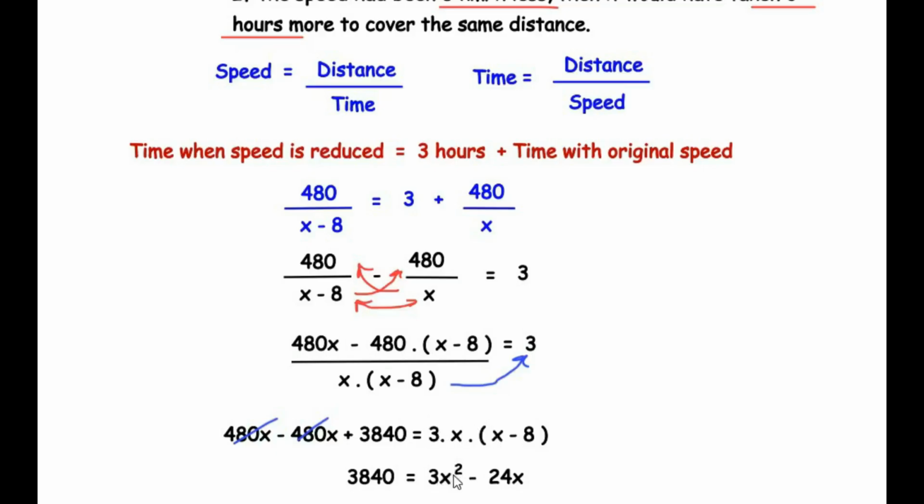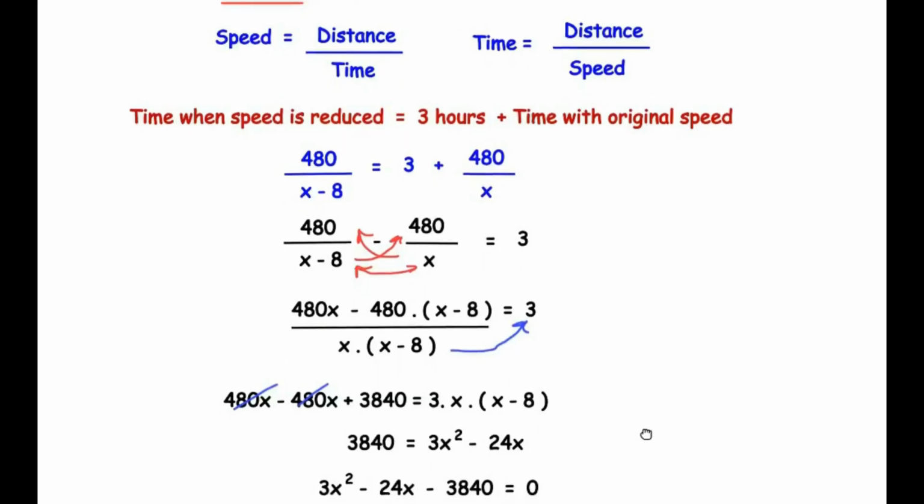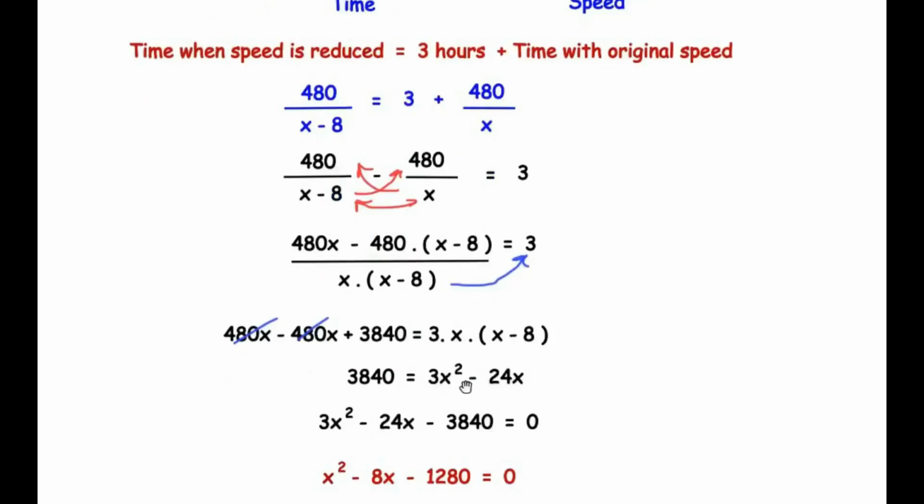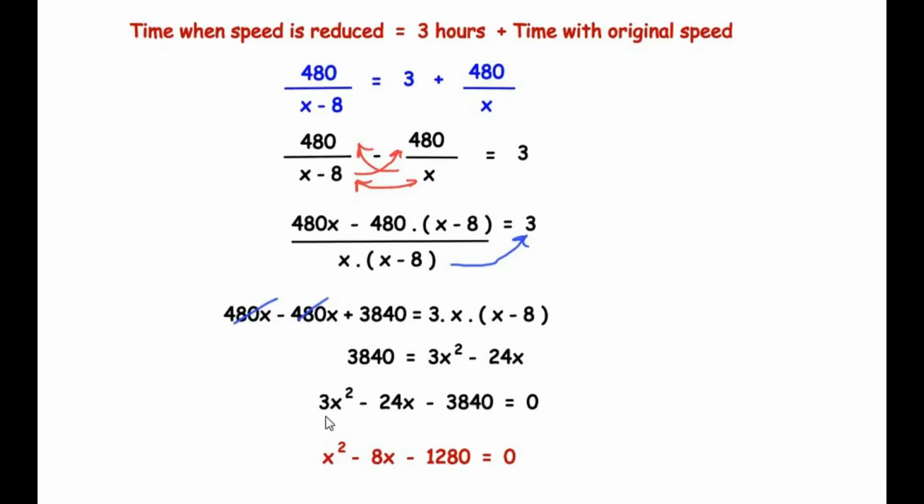as 3x square and 3x multiplies with negative 8, giving us negative 24x. Now simplifying it further, we get 3x square minus 24x, and taking 3840 on the right hand side, we get minus 3840 equal to 0. Now here, all the three terms are divisible by 3. That is, we can divide the first term by 3, the second term by 3, and the third term by 3, and 0 divided by 3.